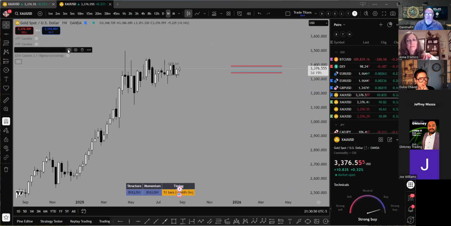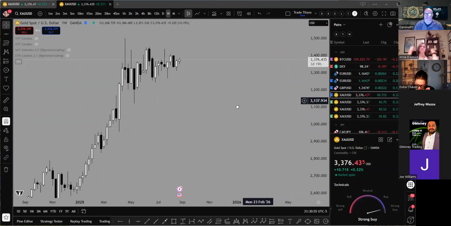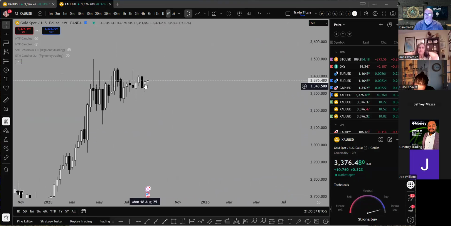I'll turn the indicator off for a second. So we are looking at the weekly. We're looking at this candle, and the previous weekly is this one, correct? Yes. All right, let me just get some stuff out of my way here.